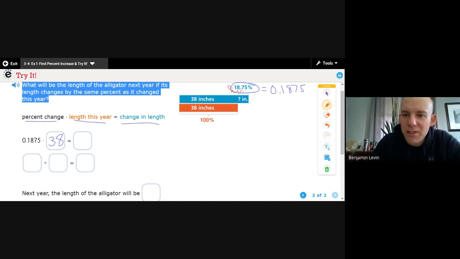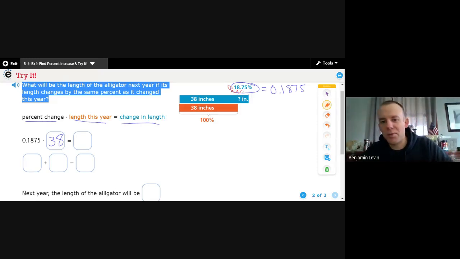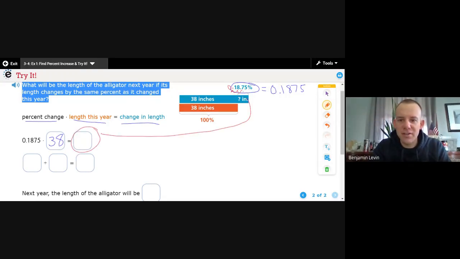That's how we make percents into decimals and decimals into percents. We can just move the decimal 2 spots over. If you're going percent to decimal, it goes left. If you're going decimal to percent, it goes right. Okay? 0.1875 times 38 equals what? That's going to give us the amount it grew.